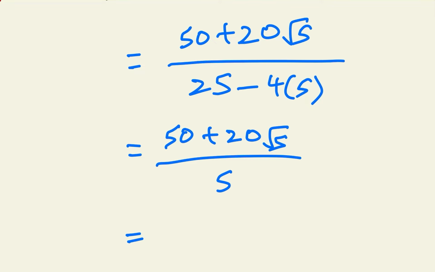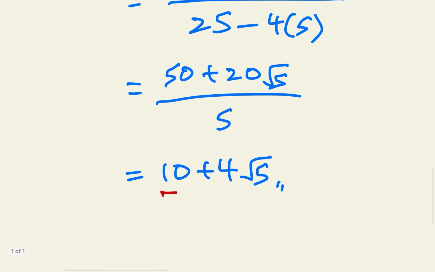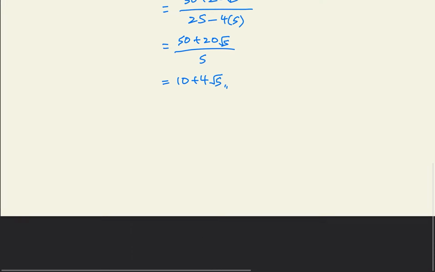And if we divide 50 by 5, we'll get 10. 20 divided by 5 will just give us 4. So we have rationalized this fraction. As you can see, there is no surd in the denominator. Okay, let's move on. Last example for today.